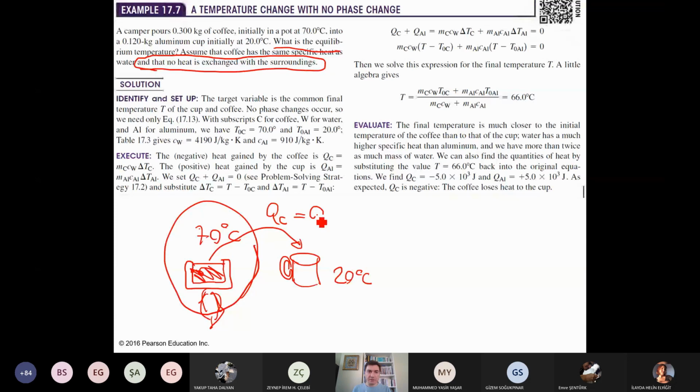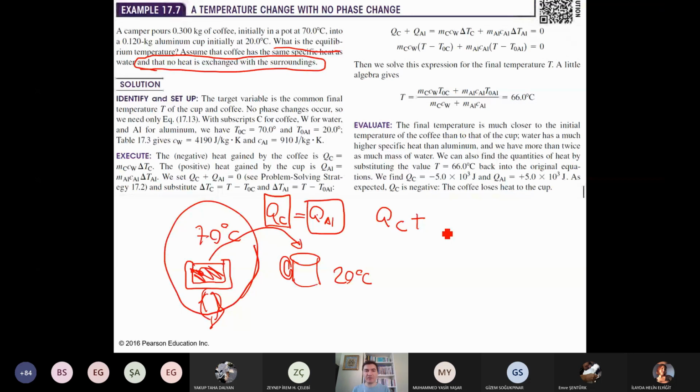This is the heat given by the coffee. This is the heat taken by the aluminum. And you can also write this one like this: the heat given by the coffee plus the heat taken by the aluminum. In total, they are equal to 0, okay?